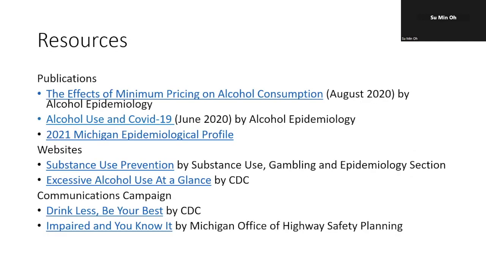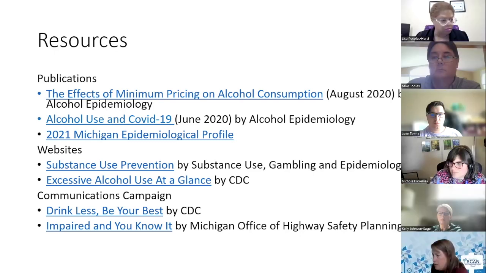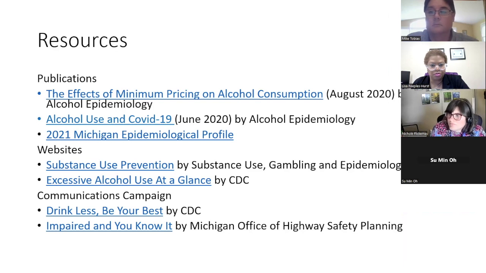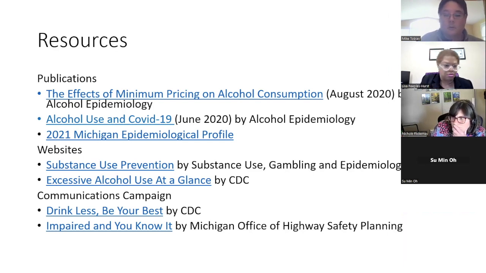This slide has some resources for you. There are some publications, websites, and communications campaigns that I would like to draw your attention to. As you know, currently MDHHS doesn't have an alcohol epidemiology program, but up until 2020 it did, and these are probably the last and most recent publications by the alcohol epidemiologists. I also include the 2021 Michigan epidemiological profile, which I'm responsible for, and it has a lot of indicators, not only for alcohol, but drug use, tobacco, marijuana, prescription drugs, as well as mental health. So if you get a chance, please take a look.